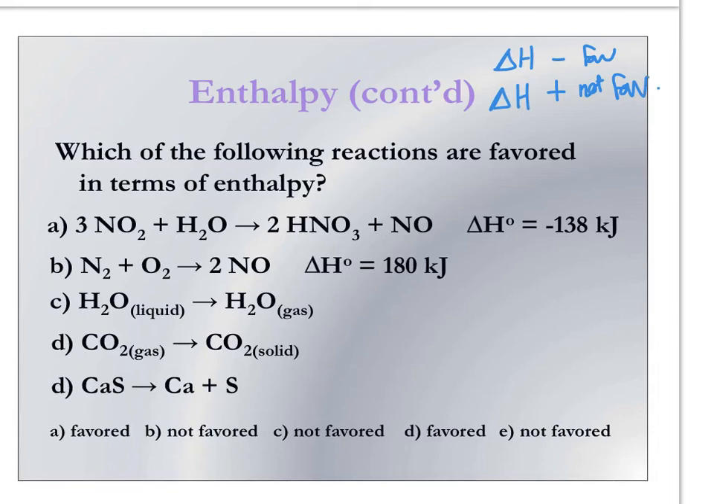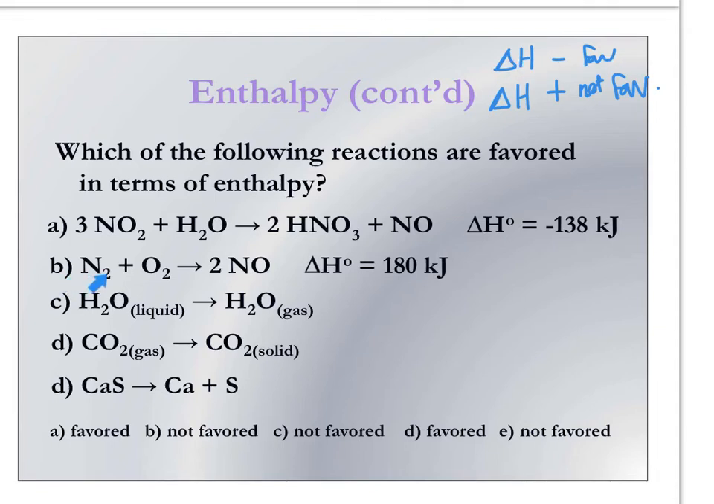Okay, so let's take a look at these reactions here and decide, are these favored in terms of enthalpy? So in terms of energy, is this reaction good to go? So let's take a look at this reaction. We're given 3NO2 plus H2O yields 2HNO3 plus NO, and delta H is negative 138 kilojoules. This would be favored. Yes, it is favored because that negative tells us it's exothermic, and exothermic is good. That is favored by nature.